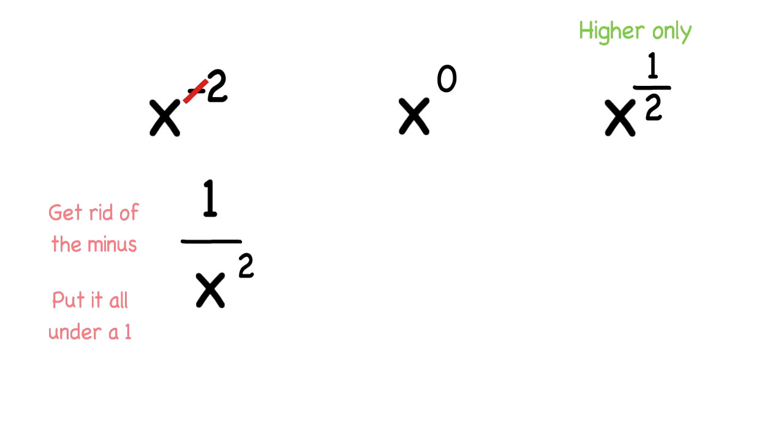The middle one is the easiest because anything to the power of 0 is always 1. Whether it's a number or a letter or even a colour, if something is to the power of 0, the answer will always be 1.